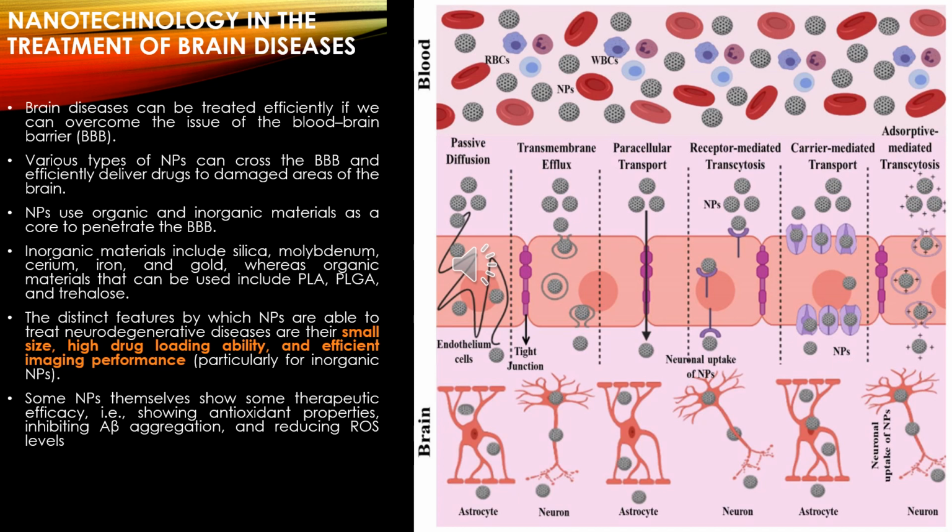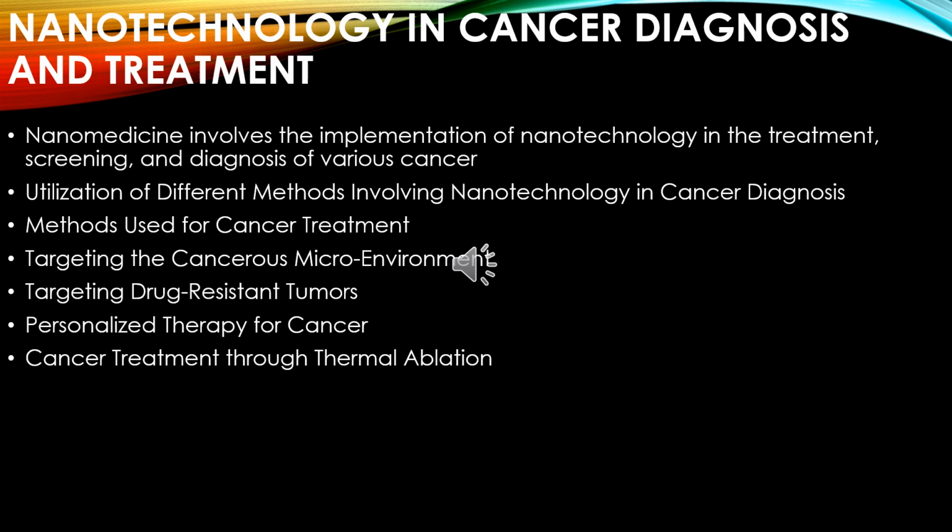This is how the nanoparticles act and function in the treatment of brain diseases. Next, we will see the application of nanotechnology in cancer diagnosis and treatment. We know that nanomedicine involves the implementation of nanotechnology in the treatment, screening, and diagnosis of various cancers. So we can categorize into different strategies how nanotechnology is applied in cancer treatment and diagnosis.